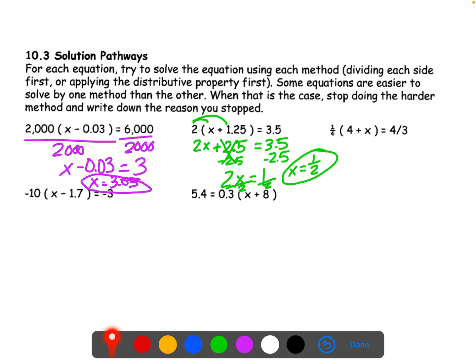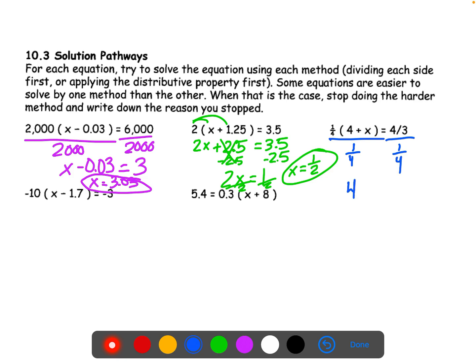This one could go either way. Sometimes it's nice to get rid of these fractions because fractions often seem kind of intimidating. If we just get rid of these fractions from the very beginning, that'd be one way to do it. So we would have to divide by 1/4, or multiply by the reciprocal. Since we almost always talk about using the inverse operation, let's divide by 1/4. So we will divide this side by 1/4, divide this side by 1/4.